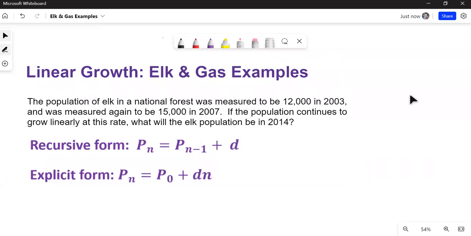In this video, I'm going to look at the two examples from the module on linear growth dealing with the elk population and the gasoline example. So let's take a look at those live so you can see me working through the ideas. So here's the setup for the problem.